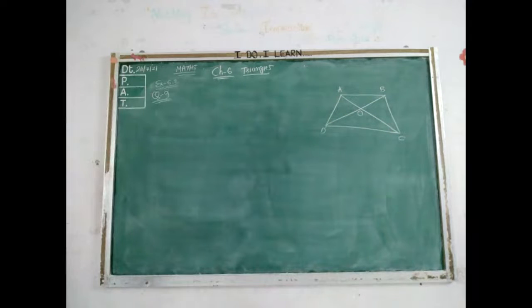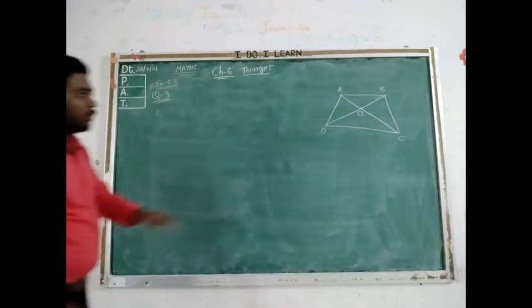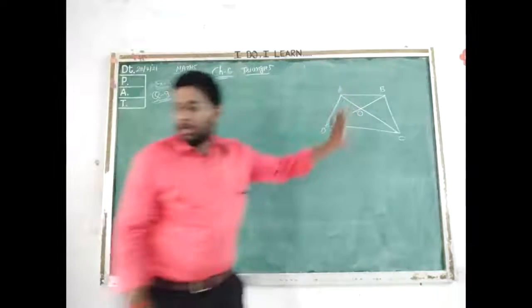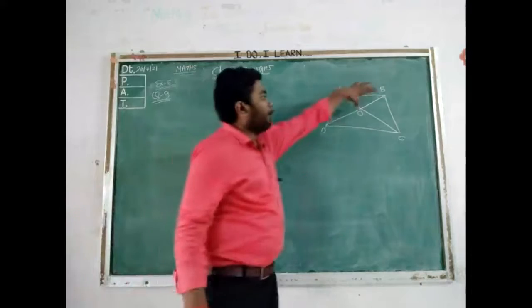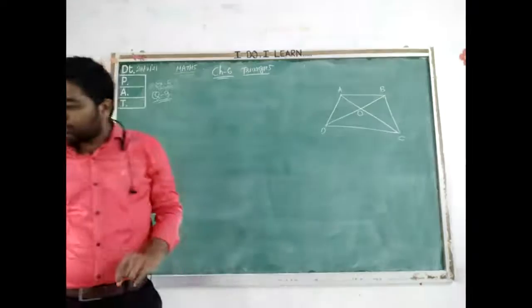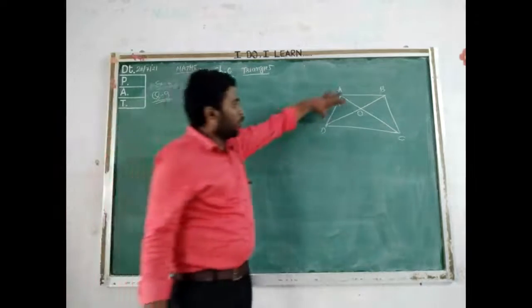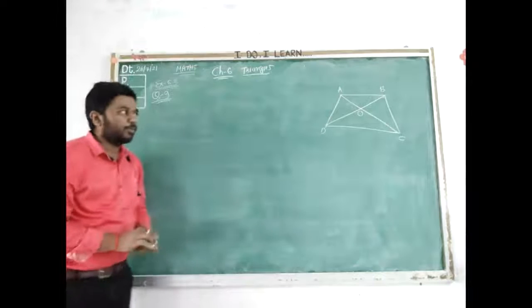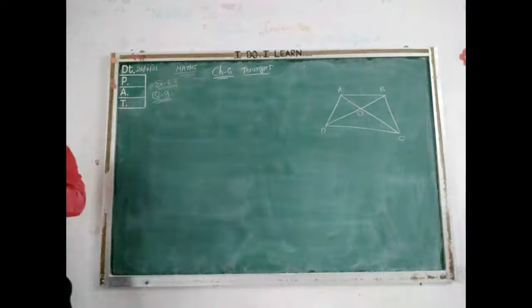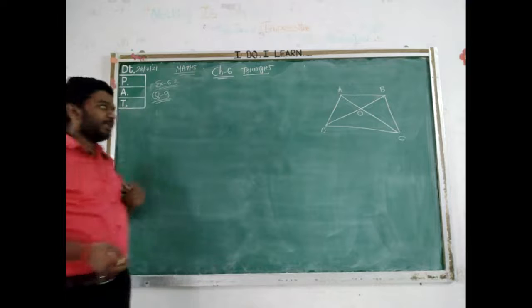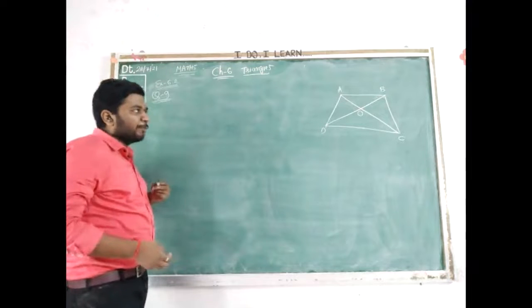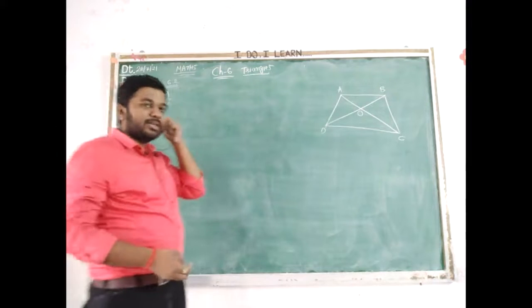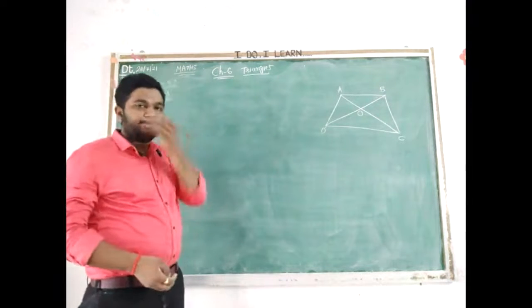Now we have to prove AO upon BO is equal to CO upon DO. So how are we going to prove this? Does anyone want to try? Please tell me if anyone wants to try.